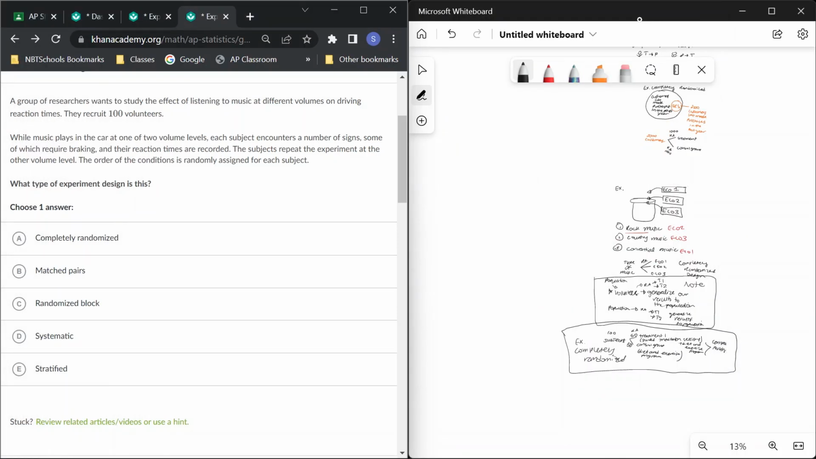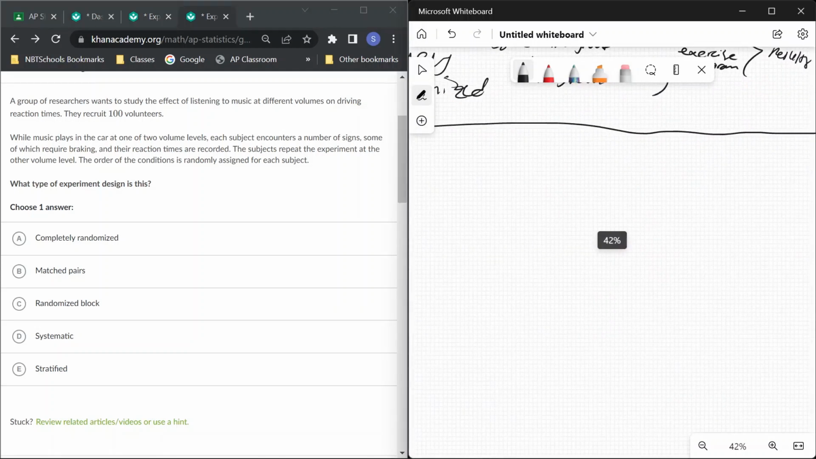So, where were we? A group of researchers wants to study the effect of listening to music at different volumes on driving reaction times. They recruit 100 volunteers. While music plays in the car at one of two volume levels, each subject encounters a number of signs, some of which require braking, and their reaction times are recorded. What does this mean? Oh, that makes sense. The subjects repeat the experiment at the other volume level. The order of the conditions is randomly assigned for each subject.